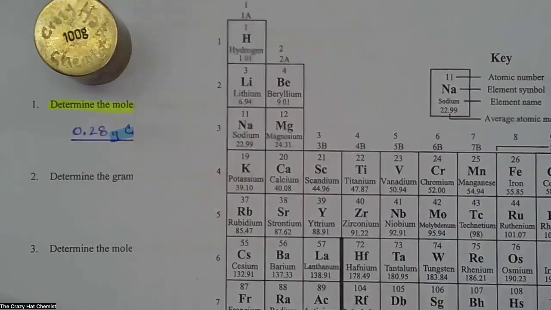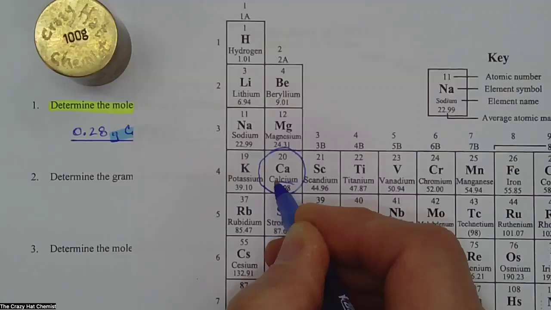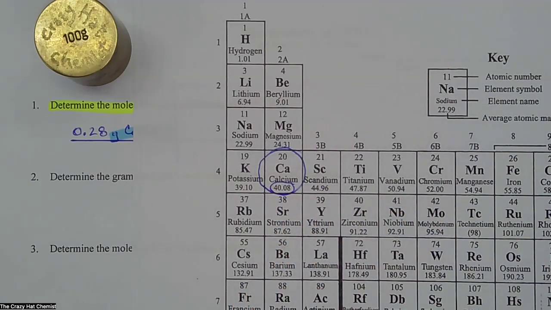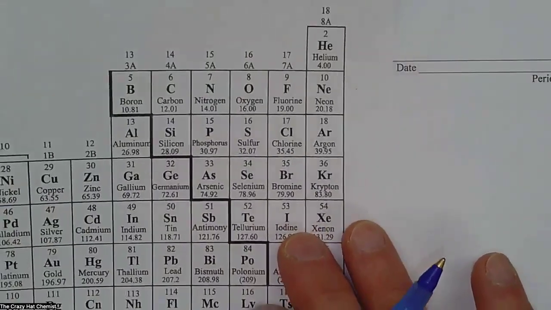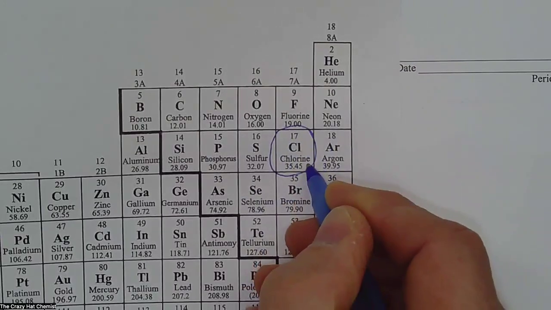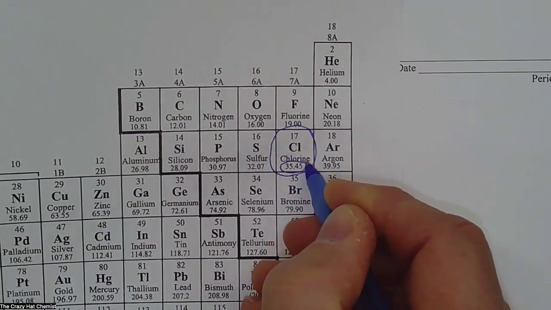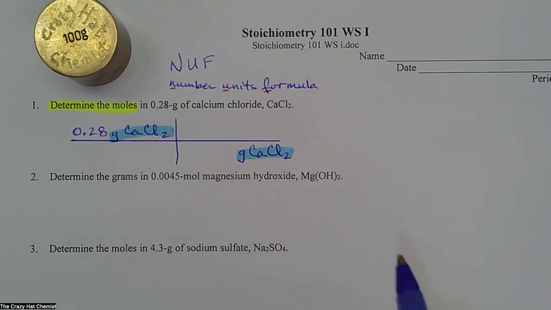Okay, so here is calcium. It is element number 20. Its molar mass is 40.08. Then here is chlorine. It is element number 17. There it is right there. And its molar mass is 35.45.